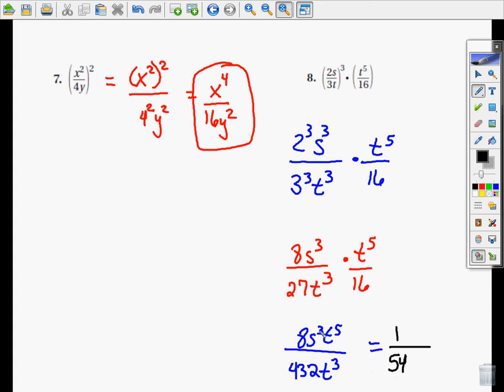And then I have an s. I only have the s term in the numerator, so s to the 3rd. And then I have t to the 5th divided by t to the 3rd. 5 minus 3 is t to the 2nd. So this is your final answer. And for those of you that are wondering, no, you do not need the 1 up here. It's okay if you have it, but it's also okay if you do not have it.